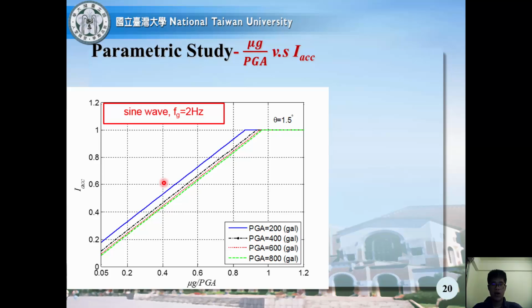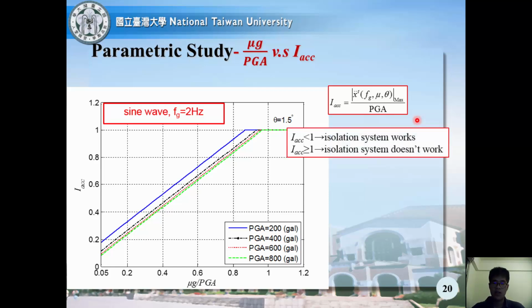So now I'm going to talk about the relationship between the friction coefficient and the acceleration response. If we look at the x-axis, we may see that it is a normalized friction coefficient. And the y-axis is an acceleration index, which can be represented as the absolute acceleration over the PGA. This index may indicate the effectiveness of our system: when IACC is smaller than 1, it means that the isolation system works. However, if IACC is equal to or greater than 1, it means that the isolation system does not work.